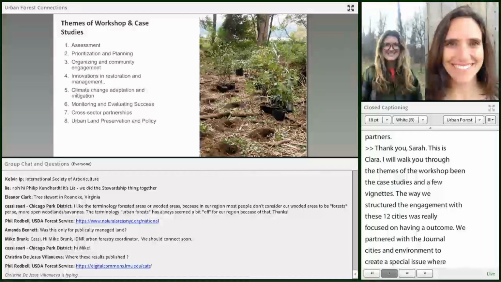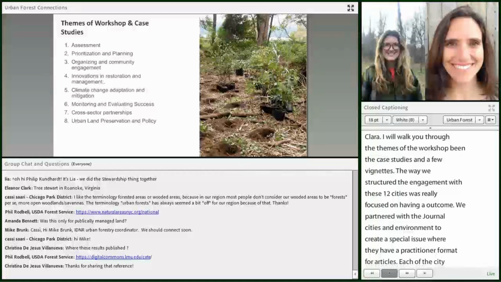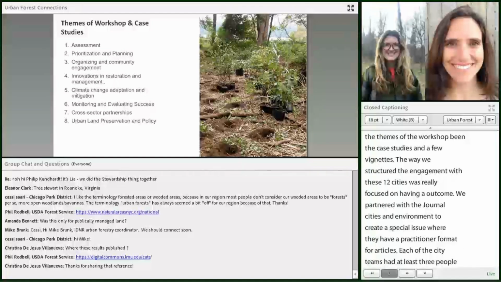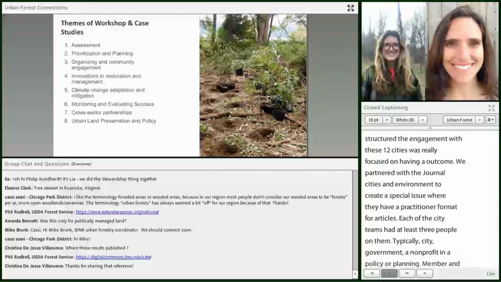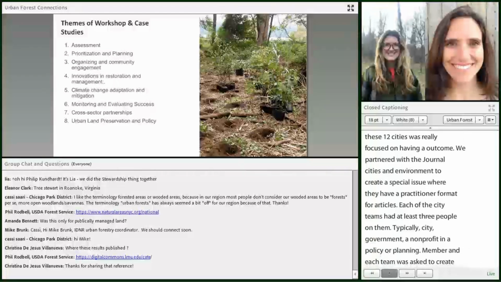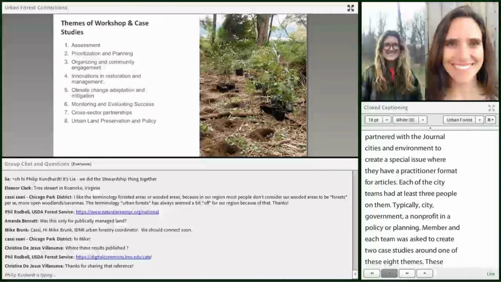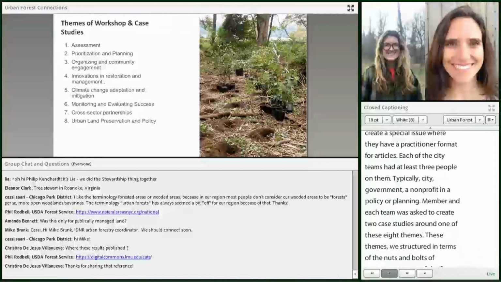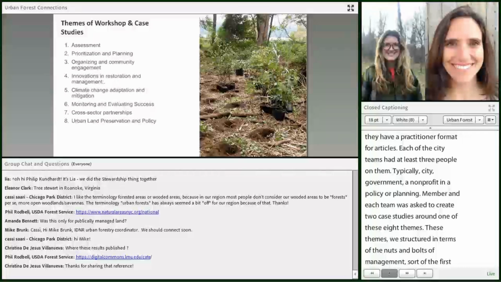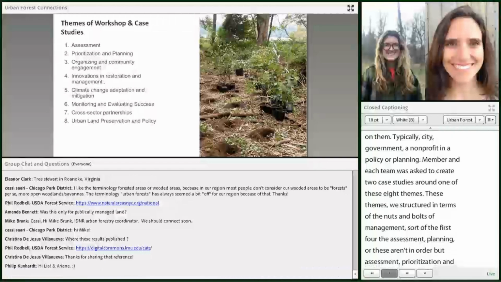Each of the city teams had at least 3 people on them, typically from city government, a nonprofit, and then a policy or planning member. And each team was then asked to create 2 case studies around one of these 8 themes. These 8 themes we structured in terms of the nuts and bolts of management. These aren't actually in order, but assessment, prioritization and planning, innovations in restoration and management, and monitoring are the nuts and bolts of a management system.